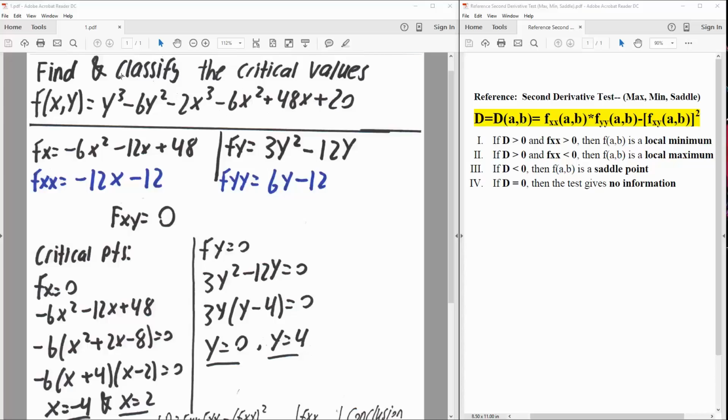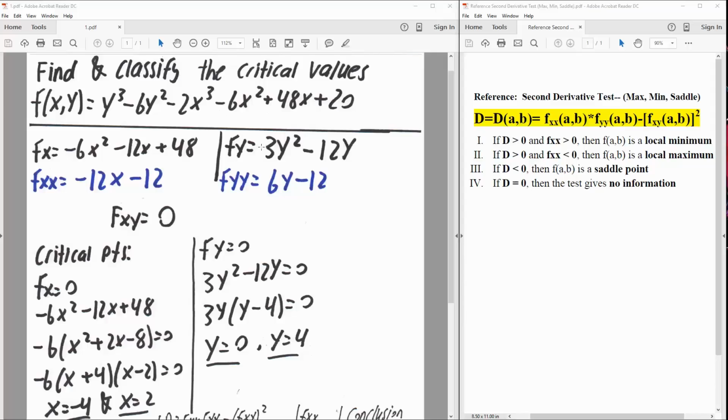Okay, in this video we want to find and classify the critical values for f(x, y) is equal to y cubed minus 6y squared minus 2x cubed minus 6x squared plus 48x plus 20. In the last video we went over our reference table we use for second derivative test. So let's get started.